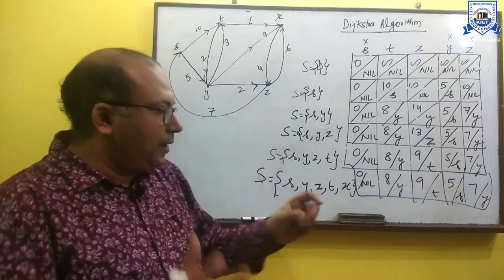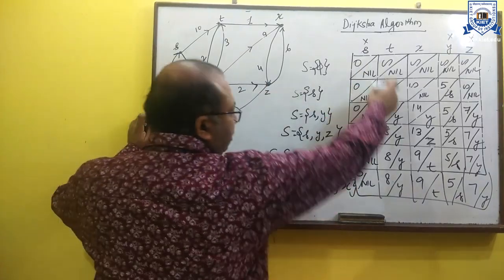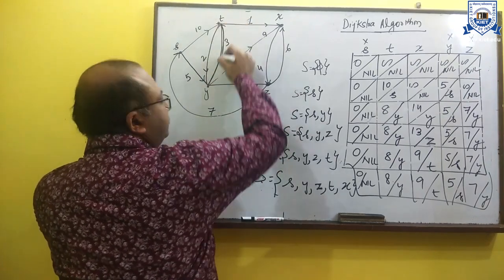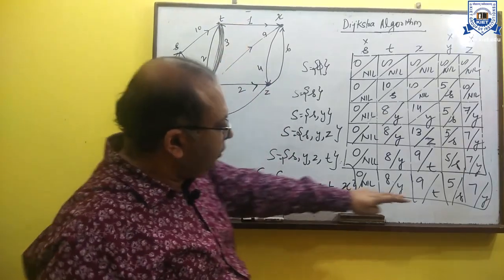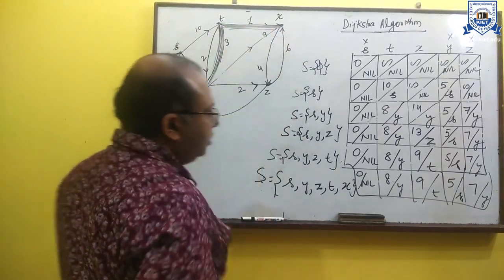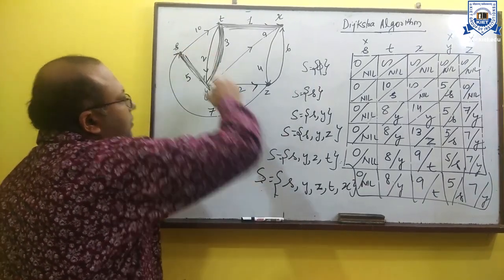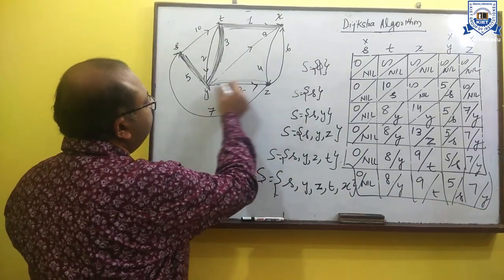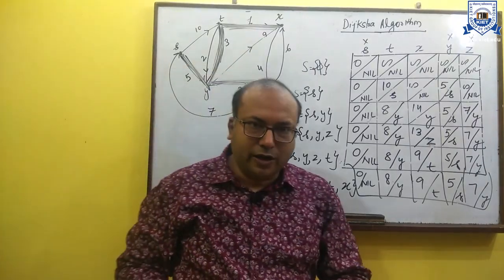But how do you compute the path? This pi variable will help you in that. So we are reaching T with the help of Y. We are reaching X with the help of T. We are reaching Y with the help of S. And we are reaching Z with the help of Y. This is the shortest path for this little graph.